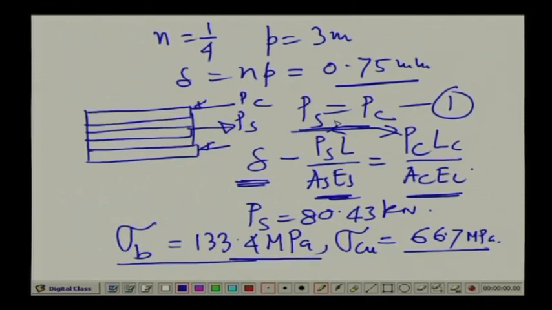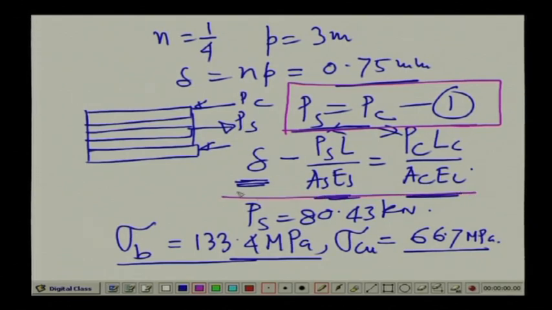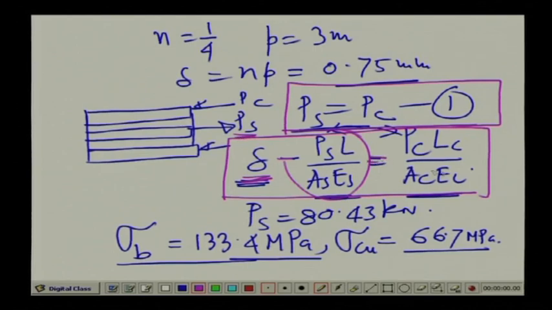Please note that we have the equation of equilibrium, which is P s equals P c, and the compatibility equation is that the deformation created by the nut minus the strain because of extension of the bolt equals the strain induced in the sleeve. So, this criterion along with the equilibrium equation gives us the solution for P s and P c.